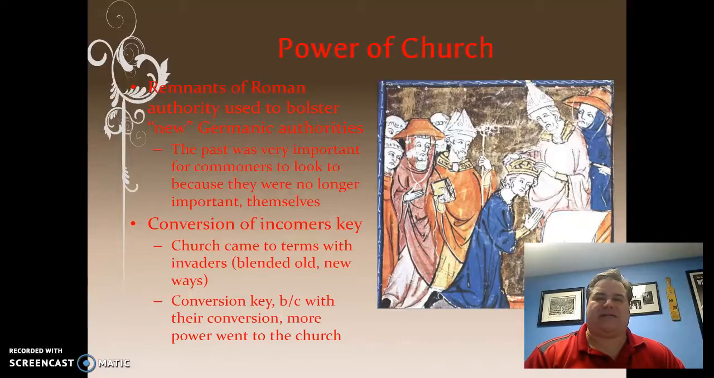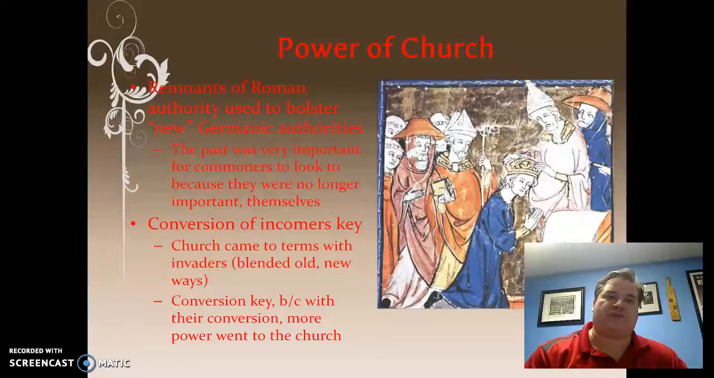The Catholic Church recognized that the conversion of the incoming Germanic peoples over generations was key to their continued sense of power and their place in society. The church came to terms with the invaders. They adopted some Germanic ways and blended their church teachings with these new, frankly, pagan ways. And in an effort to bring more pagans into the fold, was flexible. And that's how the Catholic Church survived, their flexibility.